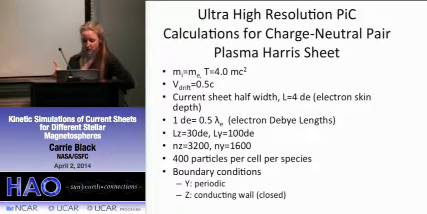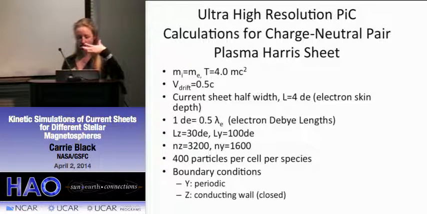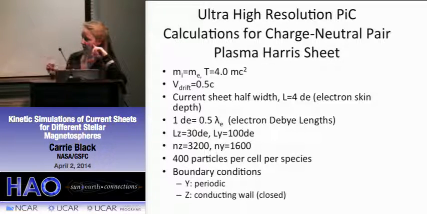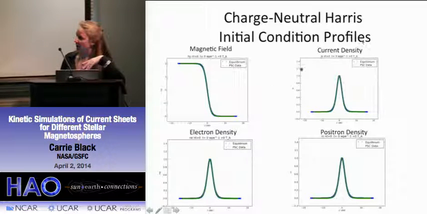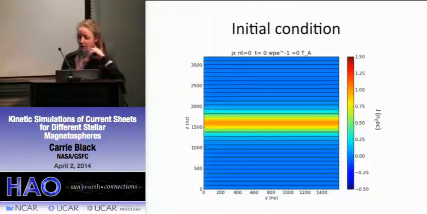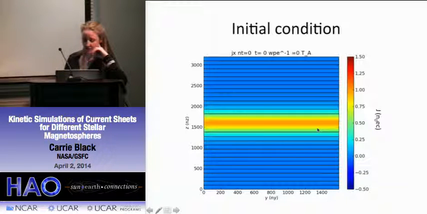For this particular case, we ran conducting wall, so closed in one direction, and periodic in the outflow direction. Okay, so these are just the profiles that were read into the PIC code. Pretty straightforward. We've got our hyperbolic tangent magnetic field, right? And that's what our lovely initial condition looks like. So the conducting walls are here and here, and these are periodic conditions.